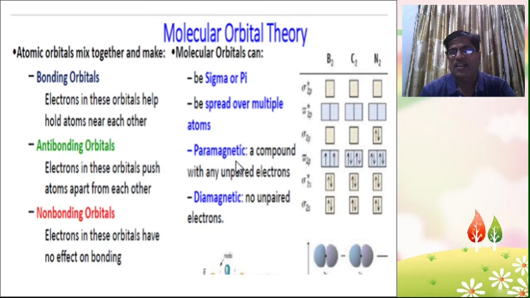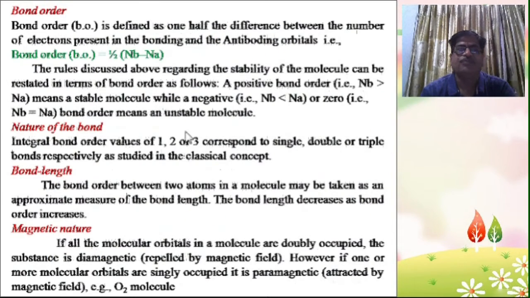Paramagnetic. What is paramagnetic? A compound with any unpaired electrons is called paramagnetic. And what is diamagnetic? If there are no unpaired electrons in the molecule or MO diagram, it is diamagnetic in nature. So these terms are used in the molecular orbital energy level diagram.